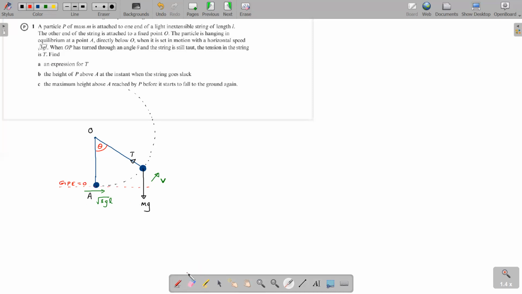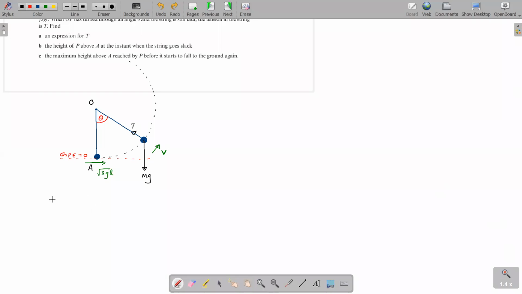Let's apply the law of conservation of energy. By the law of conservation of energy, initially we have kinetic energy, the initial kinetic energy. At the initial point, it's at the lowest point, so there's no GPE. At the final point, you have the final kinetic energy. It's definitely lower, because when you're moving up, the speed decreases, so it should be a lower KE.